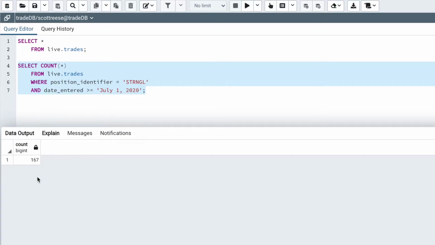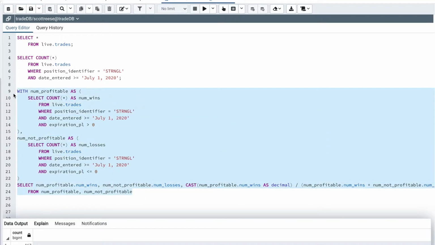So again, the point of this research in this video is just to see how often a strangle by itself, no management whatsoever, would actually turn a profit by the expiration date. So let's write one more query here. Okay, so here is the next query I'm going to run, and definitely don't worry about what this all means. It's the output that matters. So let's go ahead and click play. And there we go. I'll drag this up a little bit here.